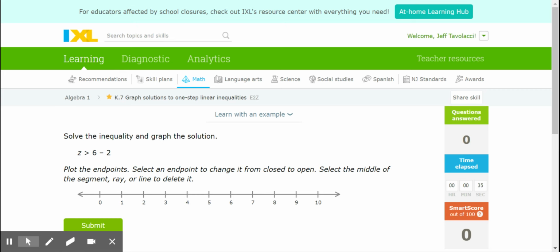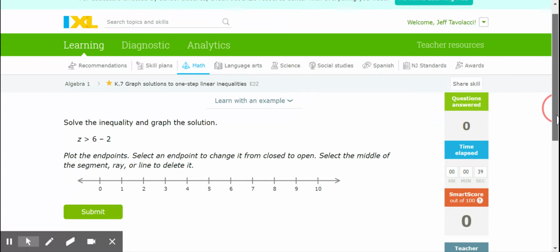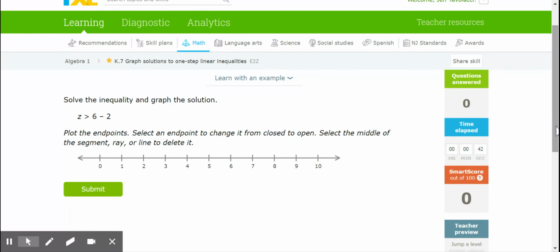Okay, last section today is going to be K7, graphing solutions to one-step inequalities. So everything that applied from K6 is going to be here, except we're going to take it one step further and we're going to graph on the number line. So this is Z is greater than 6 minus 2. Well, this isn't really a one-step equation. We just have to simplify the right-hand side. 6 minus 2 is going to give us a 4. So that's going to be the boundary, and that's where we're going to start. We're going to end up with Z is greater than 4.